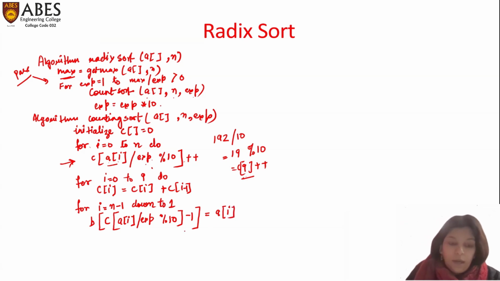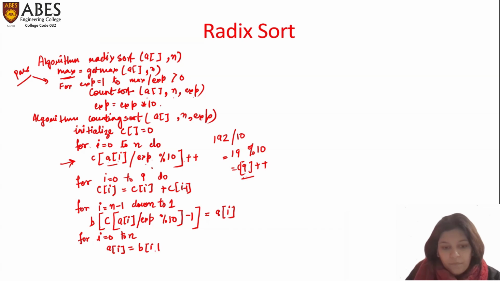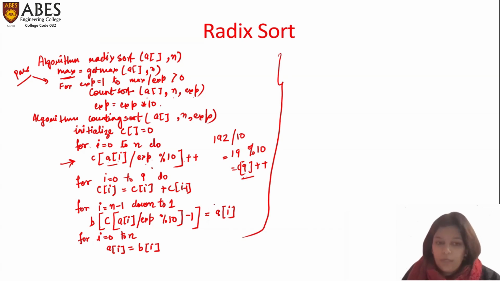is going to be A of I. Now, as we have to perform various passes in the Radix sort, we need to modify the input array so that we can get the changed input array in the next pass, right? So for this, we will do I is equals to 0 to n, and we will simply copy the content of Bi into AI. The content of Bi into A. So this is how the Radix sort algorithm will work.